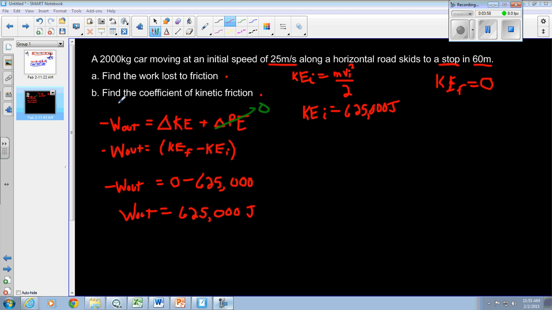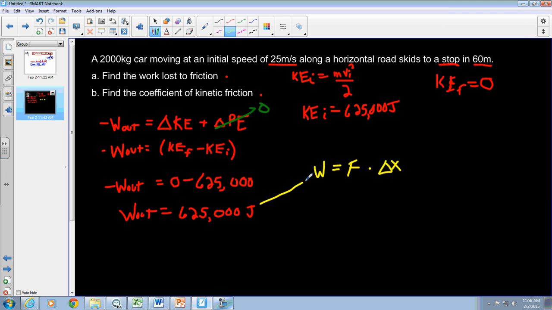And now we need to figure out the coefficient of kinetic friction. What that means is workout is equal to the force of friction, that's the one that's taking the work away from the energy, multiplied by how far it goes, the distance or displacement. Well, we've got that, 60 meters. So we can figure out our coefficient of friction. Here's how. Work equals force times displacement. The work that we're talking about is the workout.